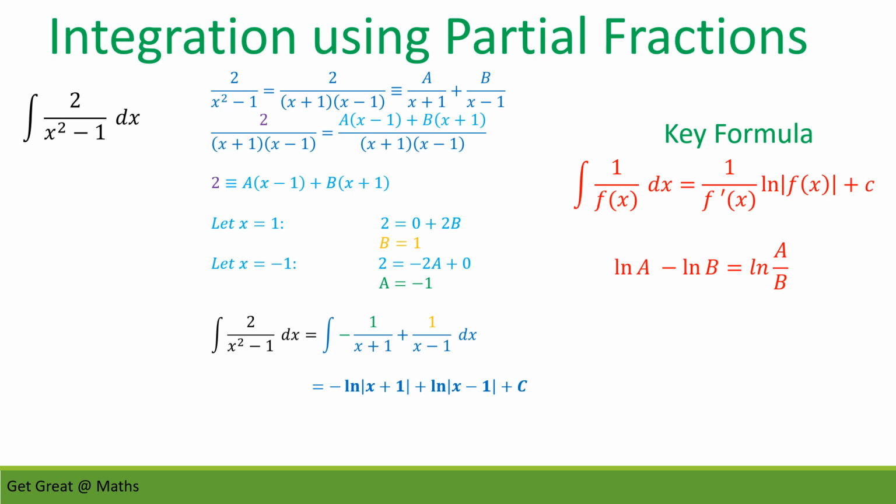Now if in the exam they didn't ask you how to leave your answer, the answer you've got is absolutely fine. But we can combine these two logs using the rule that's just appeared on the right of log a minus log b is log of a divided by b. So here I can think of it as log of x minus 1 minus log of x plus 1. So I've got ln of x minus 1 over x plus 1 plus my c.